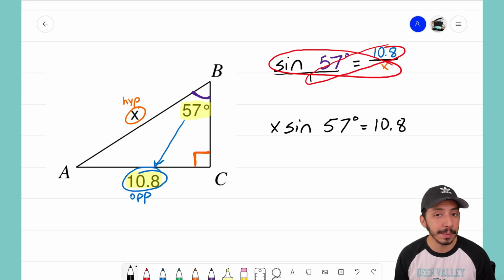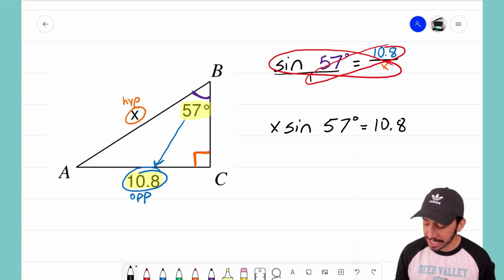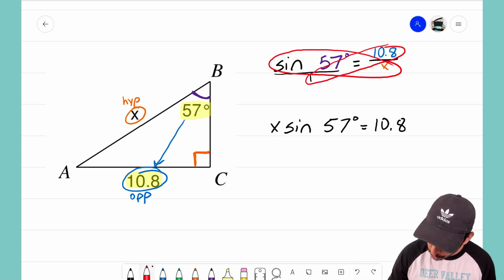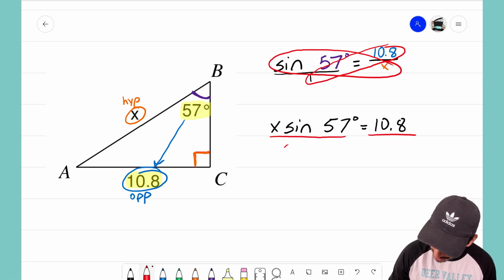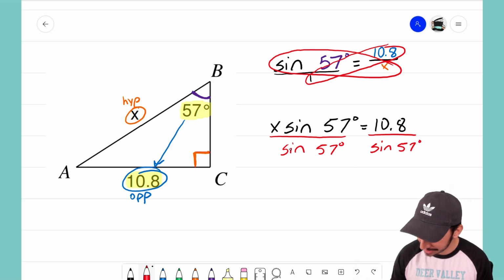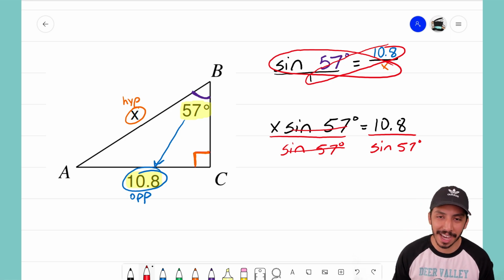Now I don't have x by itself already. Because x was in the denominator, I will have to do an extra step here. And that is, I need to remove the sine of 57 degrees. So since they're multiplying each other, the way I will remove that is by dividing both sides by sine of 57 degrees. When I do that, the sine of 57 degrees cancels on the left side.